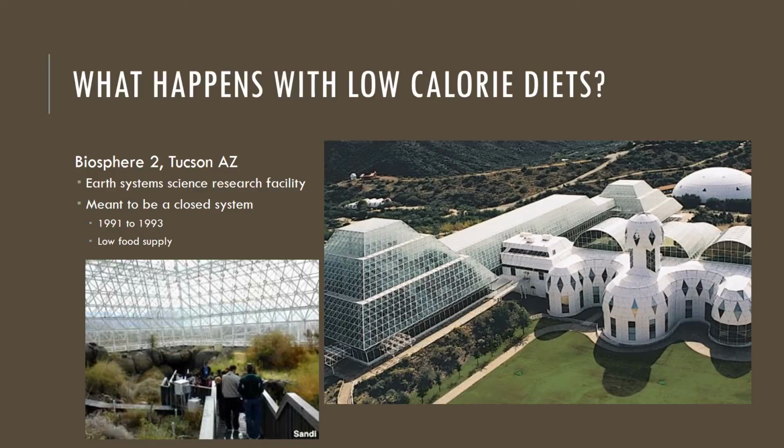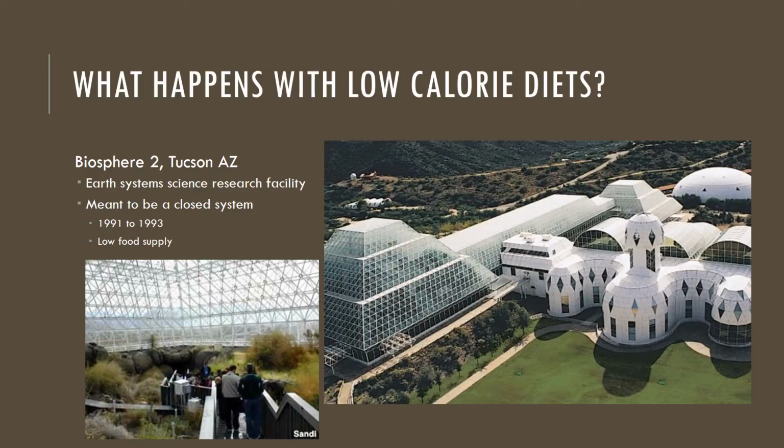And from 1991 to 1993, they let about 12 people live inside this system, and they were scientists, and they were going to study all kinds of, I don't even know what they were going to study, honestly. It kind of became its own study in and of itself, because it turns out there was this low food supply. These people were supposed to live off the land and study all these animals and soil and plants, but there was a very low food supply.